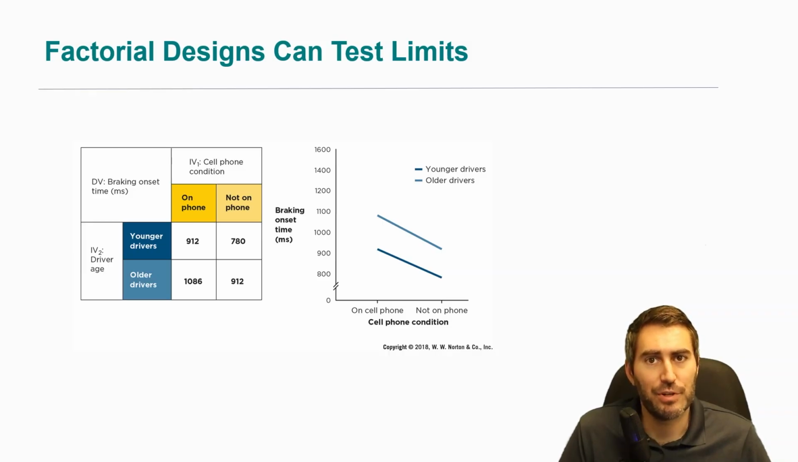This figure shows the results from Strayer and Drews' cell phone and age study in a table form and in a graph form. You'll notice that in the line graph, the two lines are parallel, which indicates that the effect of talking on a cell phone did not depend on age. In other words, there was no interaction between cell phone use and age. You can see that older drivers overall were slower at braking than younger drivers, and participants overall were slower at braking while on a cell phone than when not. But both young and older drivers took longer to brake when they were talking on a cell phone than when they were not.